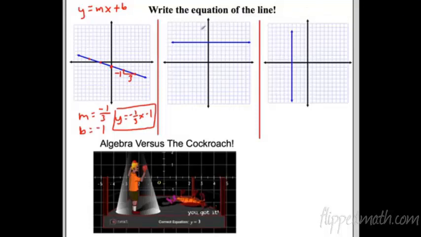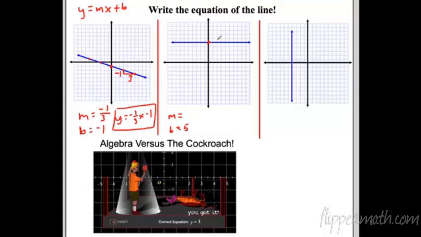Special cases. We've got some special cases here. So what's going on here? Let's just do our m and b. Where's its y-intercept? There it is, right there. I can see it right there. It's at 1, 2, 3, 4, 5. So this y-intercept is at 5.